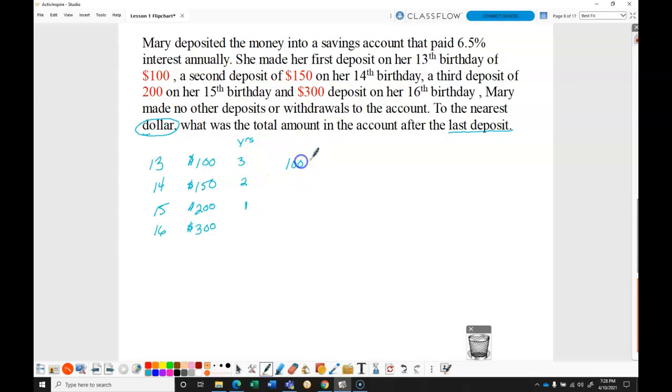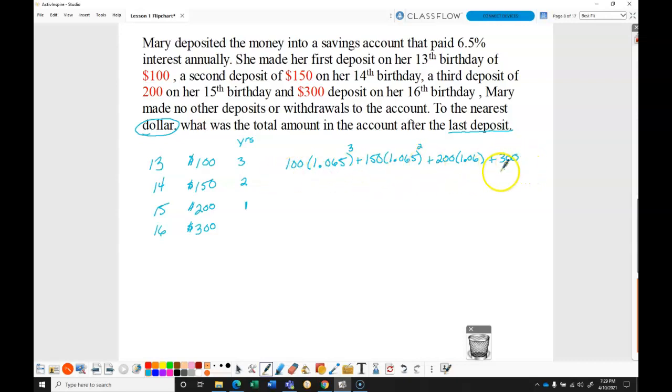So we have $100 sitting in the bank and it's earning 6.5% interest. So I'm going to do 1.065 because that's the amount of interest. That's 100% plus the 6.5%. And we said that's sitting in the bank for 3 years. So that becomes our exponent. And then the 150 is earning the 1.065, and that's in the bank for 2 years. The 200 is in the bank for 1 year. I don't need to write that exponent. And the 300 is not earning any interest at all.